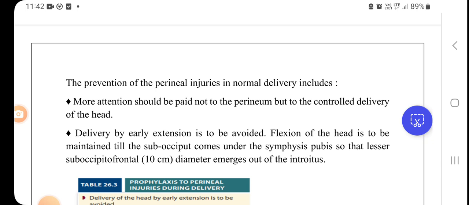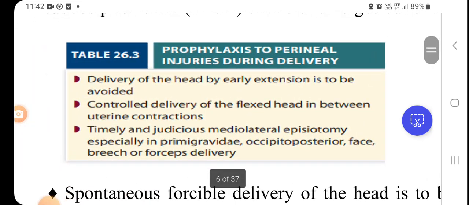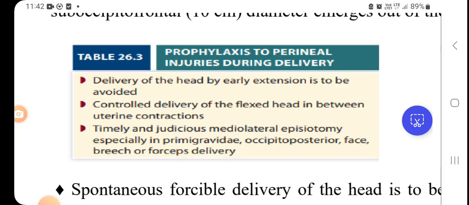Flexion of the head is to be maintained till the subocciput comes under the symphysis pubis, so that the lesser suboccipitofrontal diameter, that is 10 cm, emerges out of the introitus. Then the prophylaxis to perineal injuries during delivery: delivery of the head by early extension is to be avoided. Controlled delivery of the flexed head in between the uterine contractions. Timely and judicious mediolateral episiotomy, especially in primigravida, occipitoposterior, face, breech or forceps delivery.